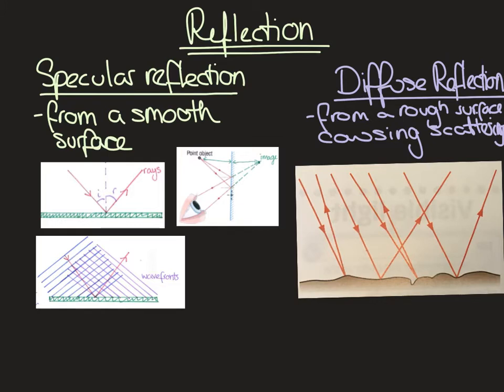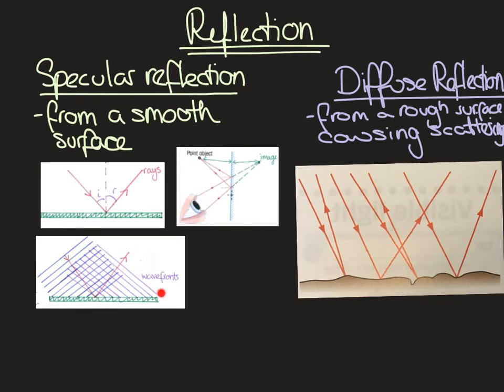Now, previously, when we've been studying waves, we've looked at the idea of reflection, and we've studied reflection off a smooth surface, and we're now going to refer to that as specular reflection. Previously in the course, we've looked at ray diagrams showing reflection where the angle of incidence is equal to the angle of reflection. We've also learned how to draw wavefront diagrams, and remember the wavefronts are perpendicular to the rays, to show reflection.